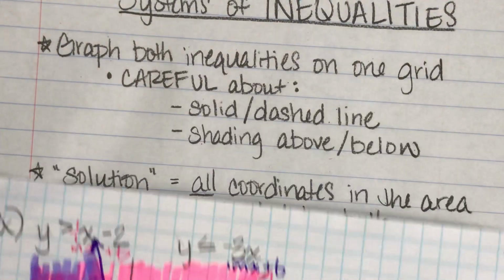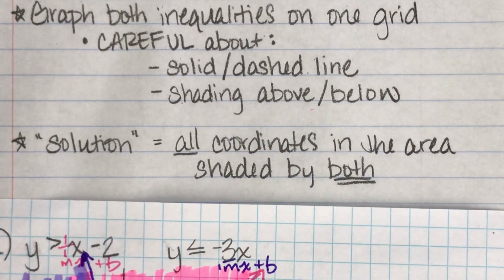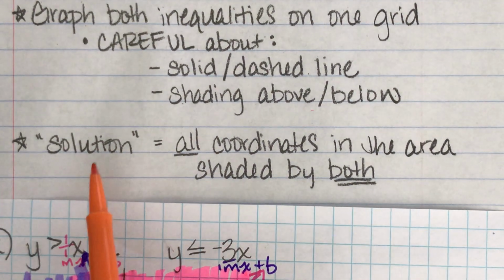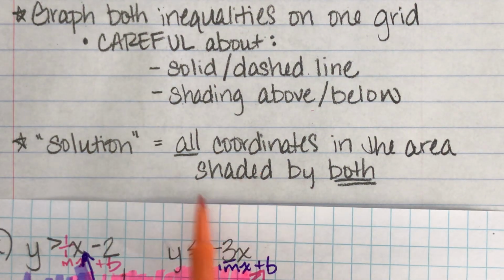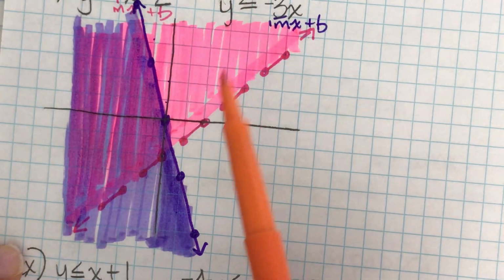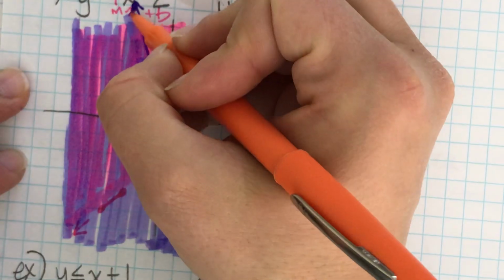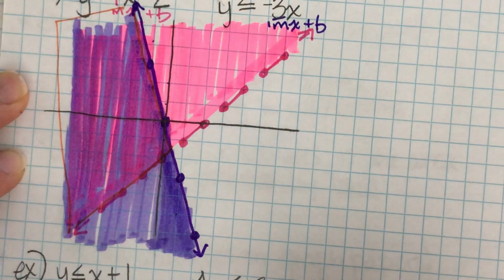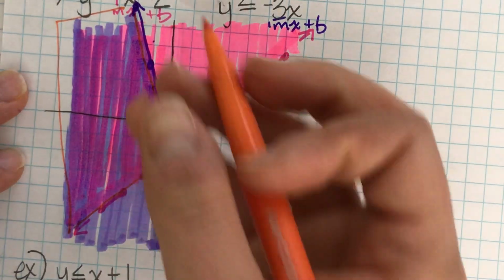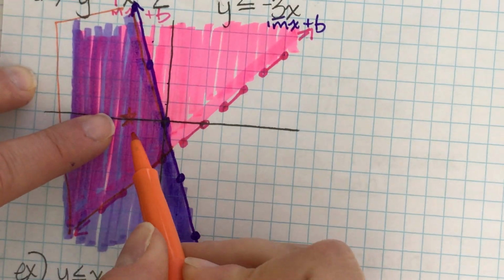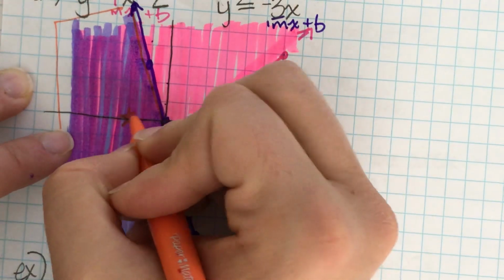We graph them. Now it says the solution is all the coordinates in the area that are shaded by both. So you don't just end up with one solution on these. It's actually any coordinate that's in that space shaded by both. So if I look, I want the pink section and the purple section, which puts me all in this section right here is really what I'm talking about. So I can pick any coordinate there that's falling in that section. So for example, that dot right there is in the section. I know it's really hard to see with the highlighting, but it would be at -2 and 0.